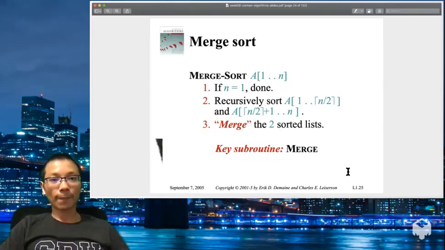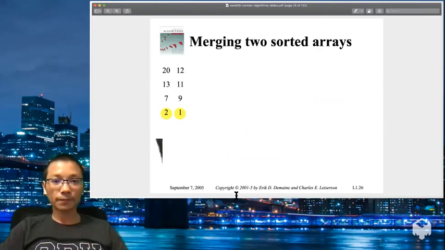So really the key part here is the merge process. Let's see how the merge is done. Now, assume we have the first half sorted, right? 2, 7, 13, 20. Second half sorted as well, 1, 9, 11, 12. What we're going to do to merge, for each array, we're going to look at essentially the first element. So we're going to just compare these two first elements.